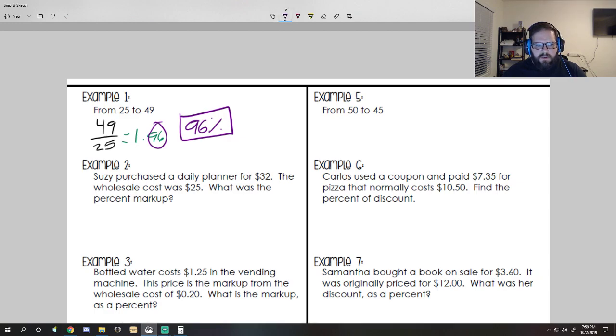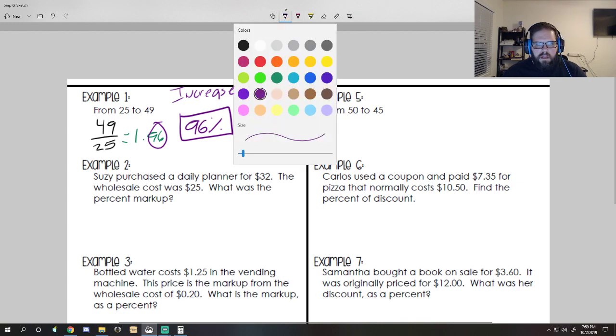So that's an example, and I know that I've got my whole and then my percentage. So this is an example of a percent increase. The price, or the total, went up from 25 to 49. It went up, so that's an increase. So if I'm looking at my next one, my example number 2 here.